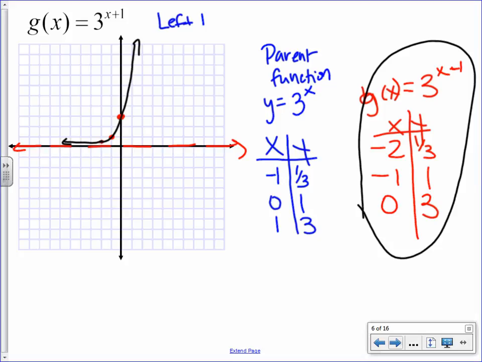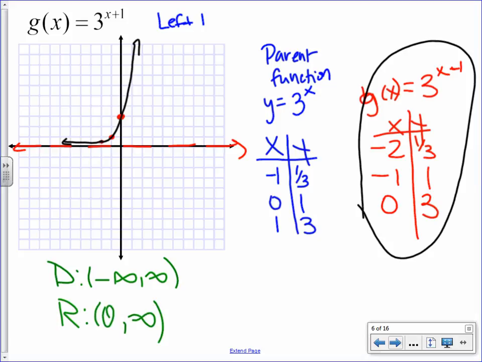Okay? What is the domain of this function? Thank you. All real numbers. What about the range? Okay, 0 to infinity. We had that horizontal shift, but it did not affect our domain or range.